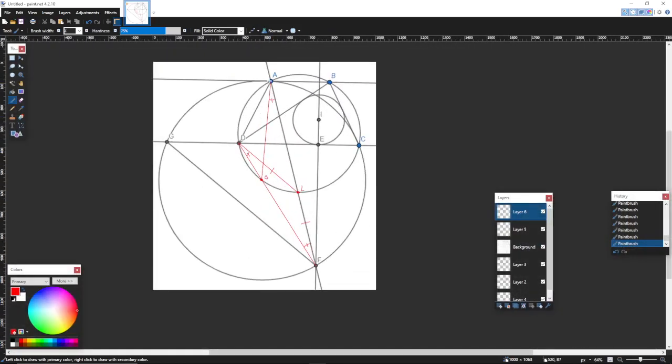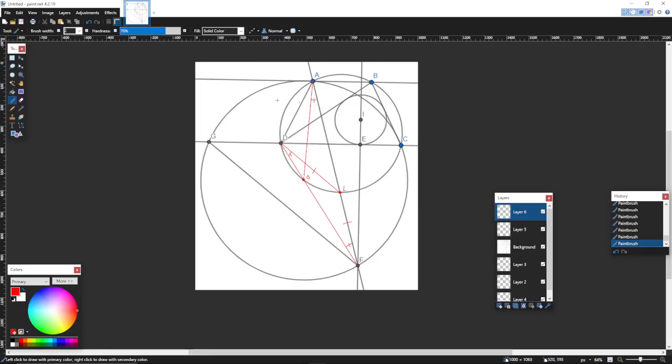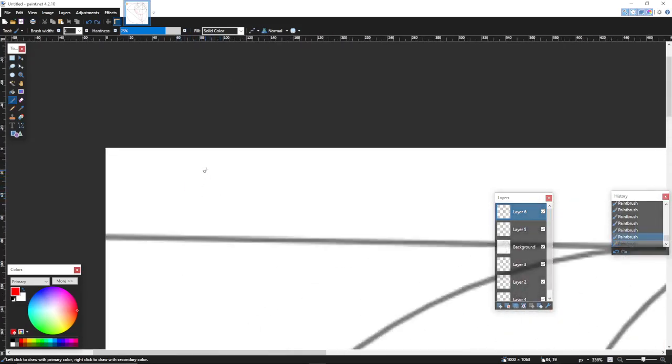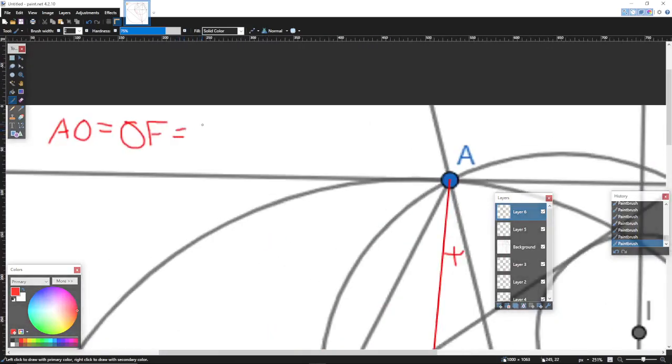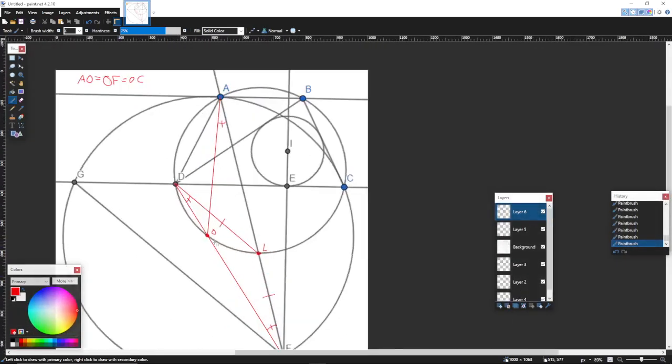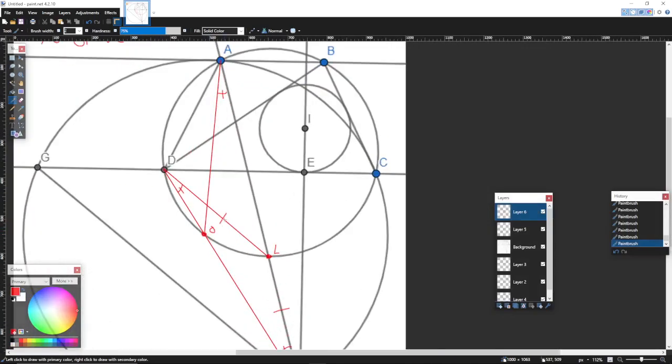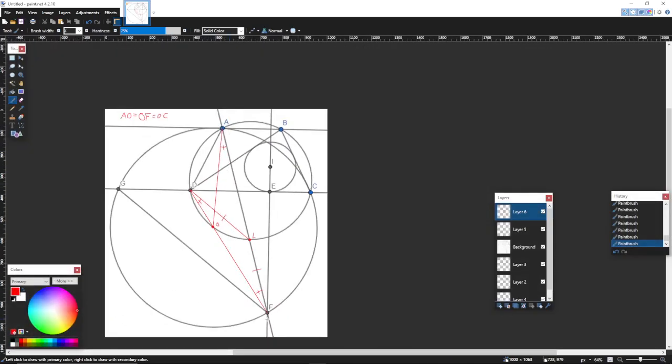But notice triangle AFO is isosceles. So we have AO equals OF in our diagram. But we also had equals OC. So what does that tell us? O is the center of the circle that contains points A, C, and F. So that means O is the center of the larger circle. And now this is where the really powerful stuff kicks in.